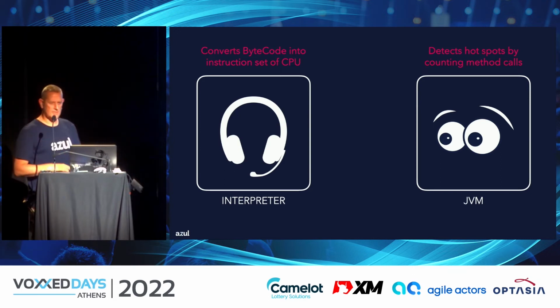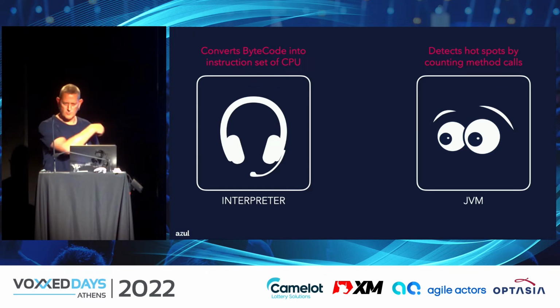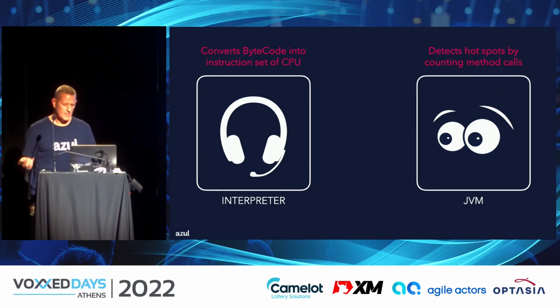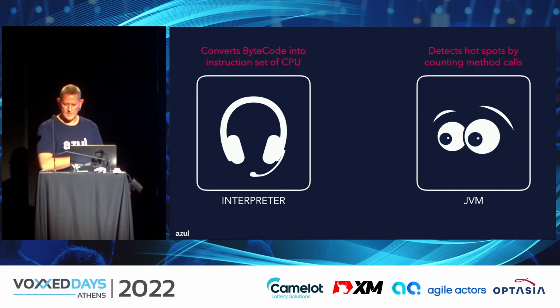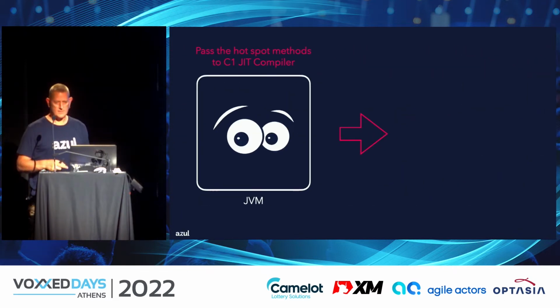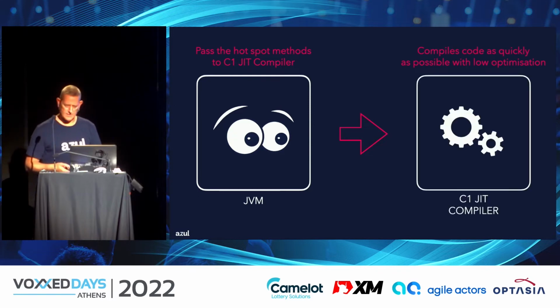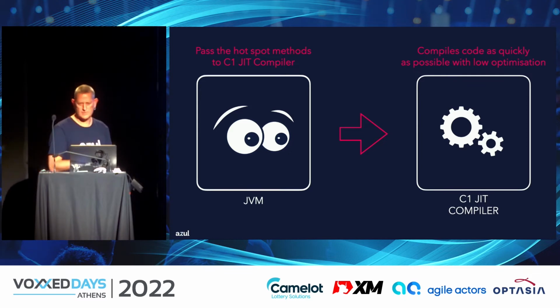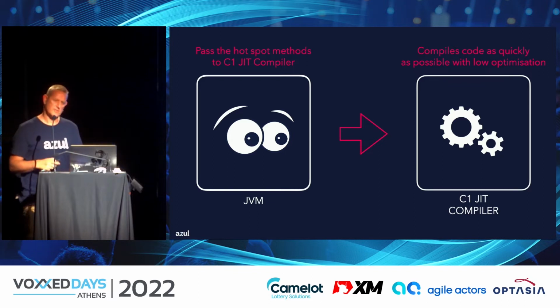So if we take a look now, the interpreter takes the bytecode and compiles it into the instruction set of the CPU, and the JVM is watching that and profiling, and it's counting method calls, right? Once a specific amount of calls is reached, it will take this hot code and forward it to the C1 compiler, the client compiler. This is just compiling the code very fast without a lot of optimizations. And the reason for that is if you run it on the desktop, you really would like to have instant start, right? That's the main reason we don't do a lot of optimizations here.